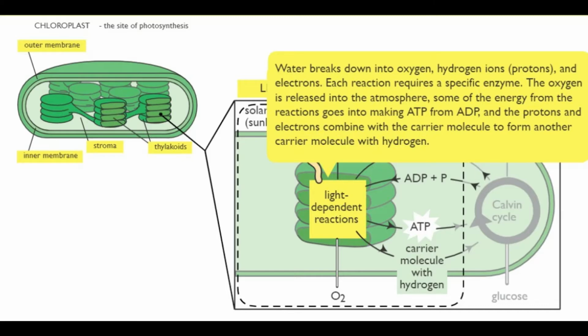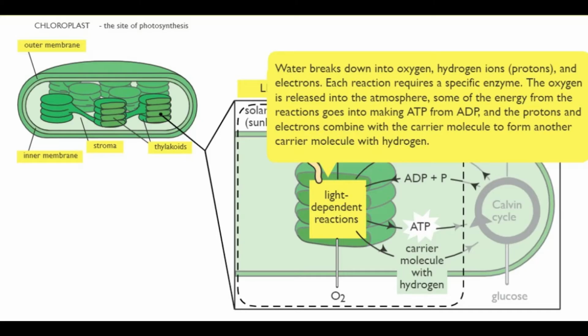So here is how the light-dependent reaction works. Water breaks down into oxygen, hydrogen ions, protons, and electrons. Each reaction requires a specific enzyme. The oxygen is released into the atmosphere, and some of the energy from the reaction goes into making ATP from ADP. And the protons and electrons combine with the carrier molecule to form another carrier molecule with hydrogen.